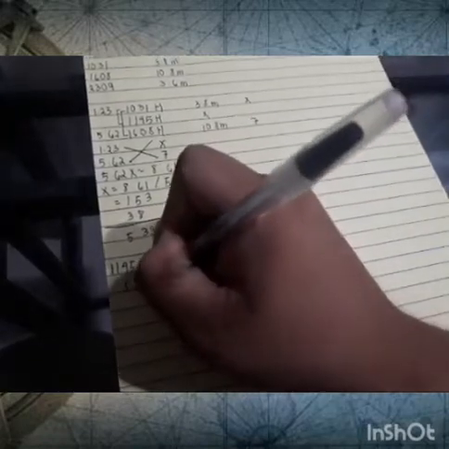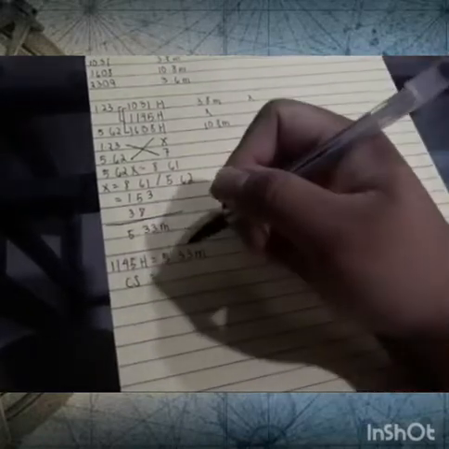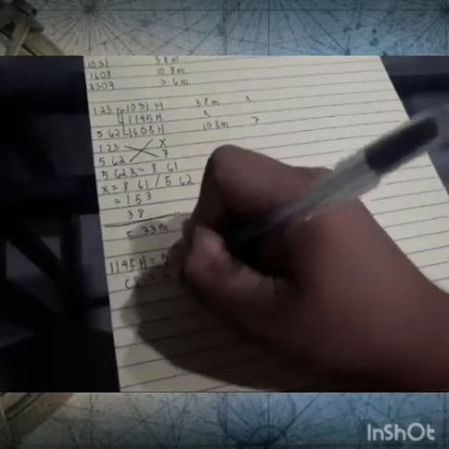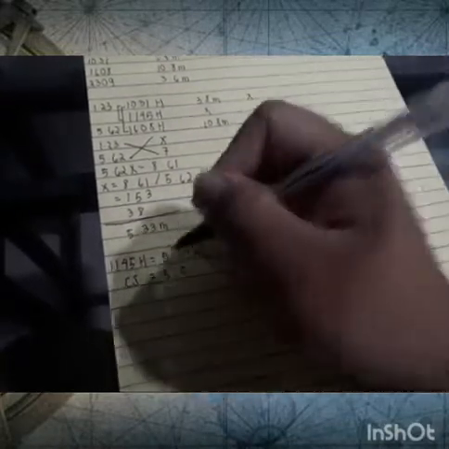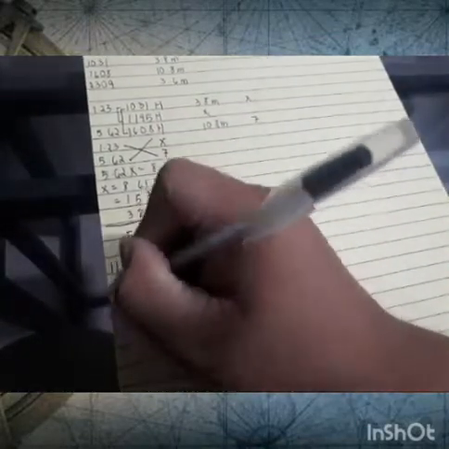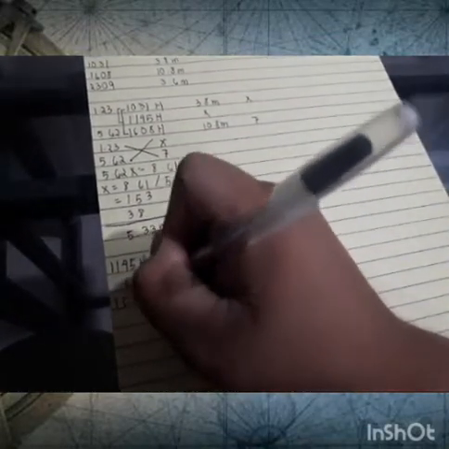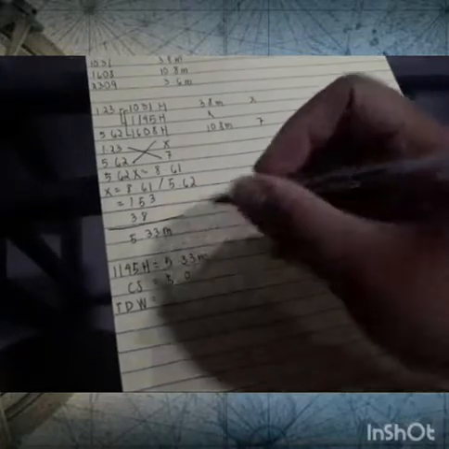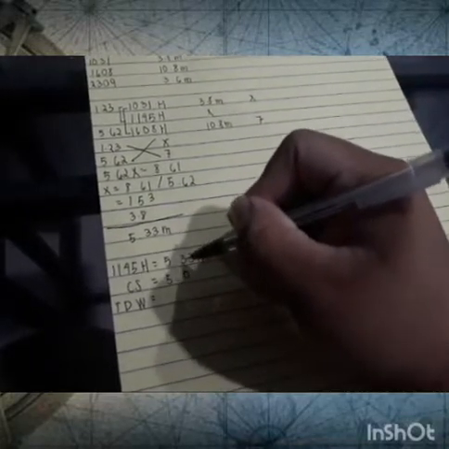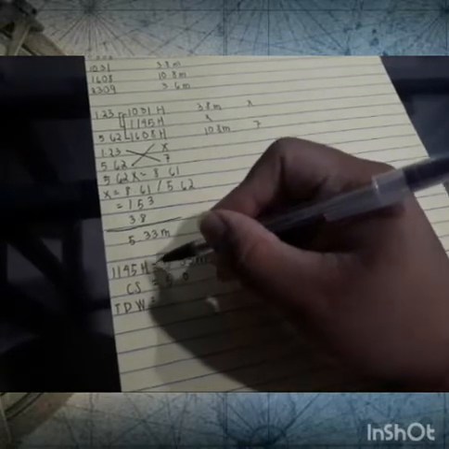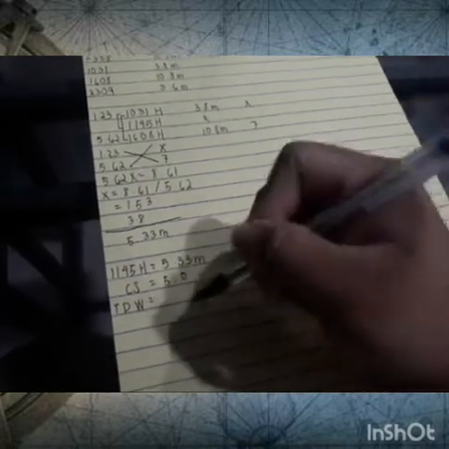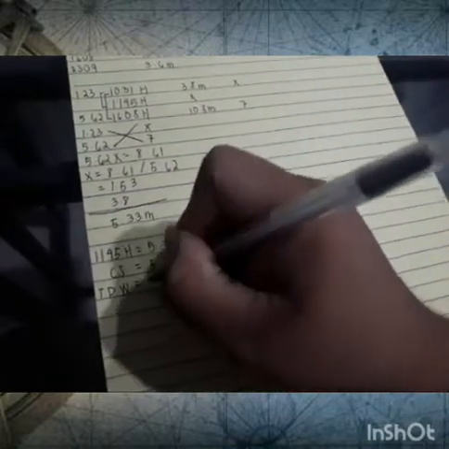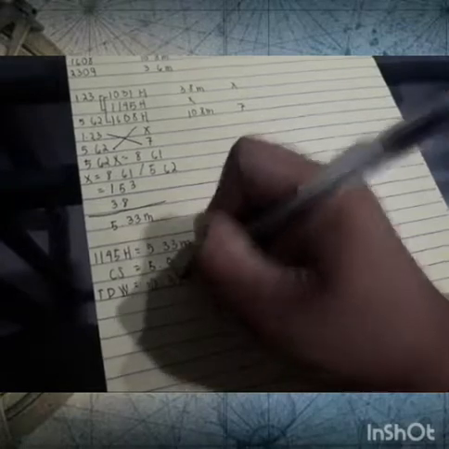And we're gonna write the CS. So the CS is already given in the problem. The CS is 5.0. Now we're gonna find the TDW. So how to find the TDW? We're gonna plus the 11:45 hours and the CS to get the TDW. So if we plus them, the answer will be 10.33 m.